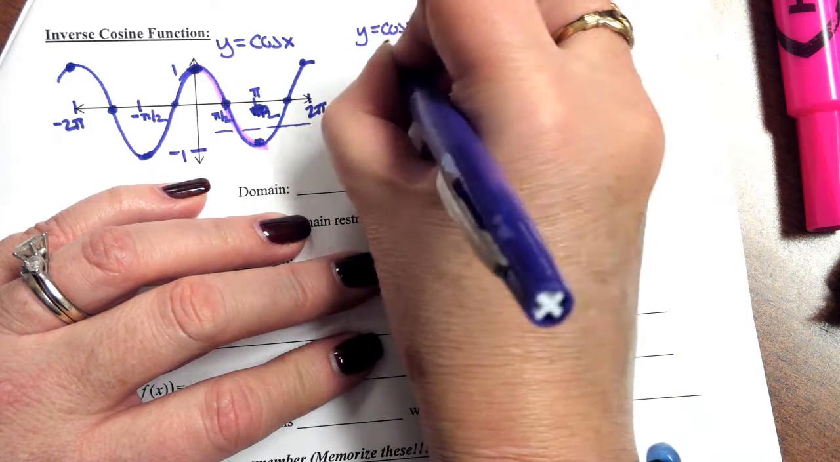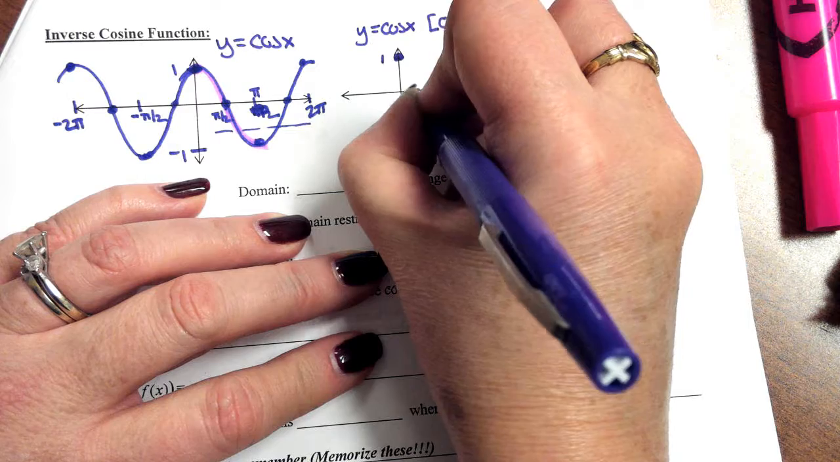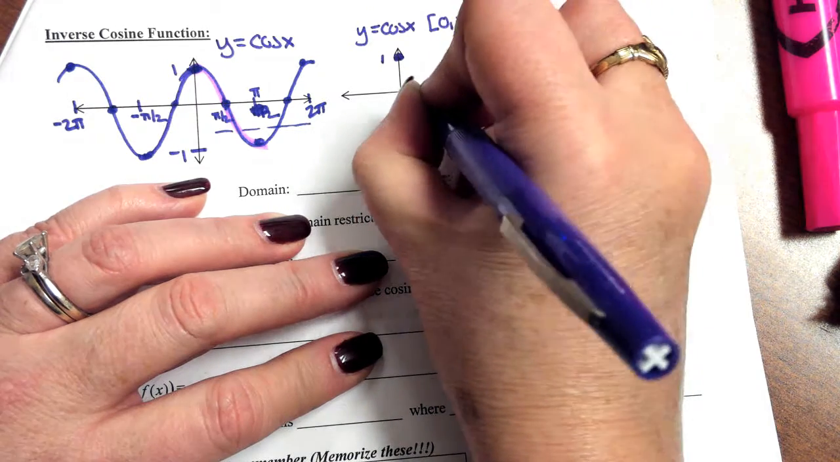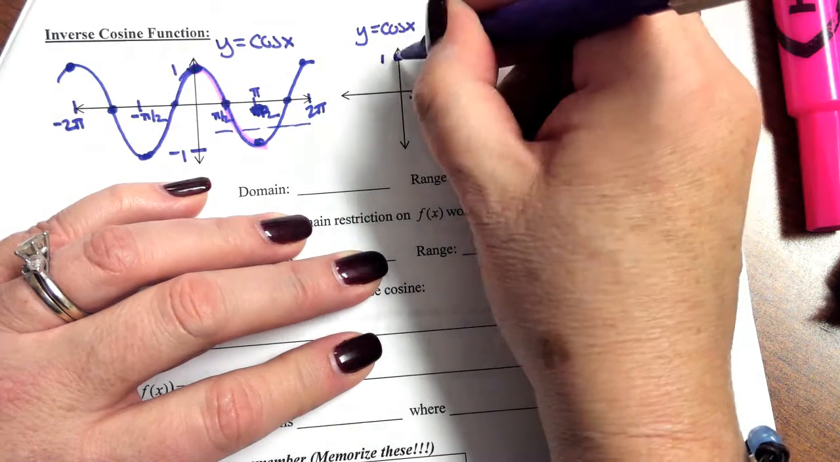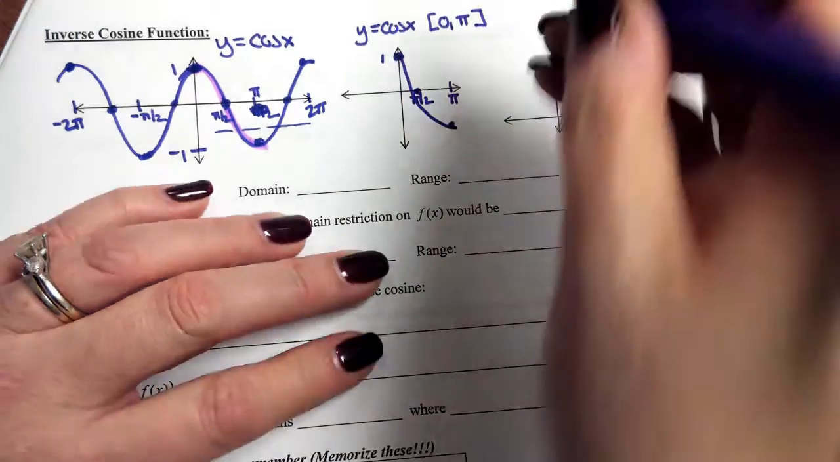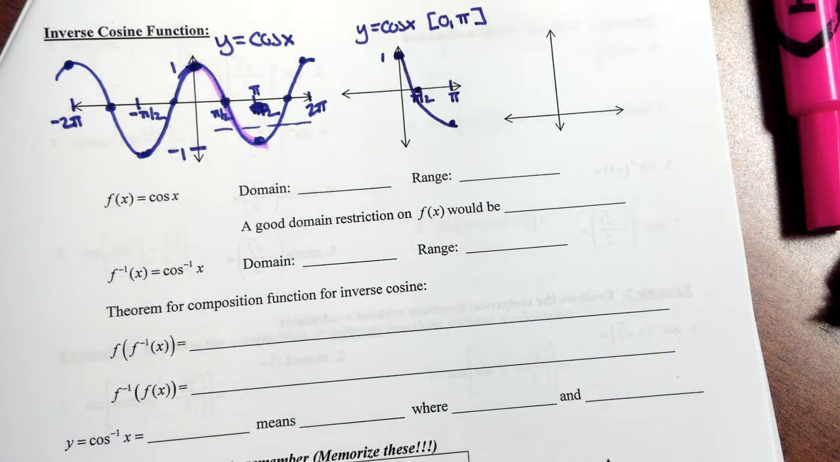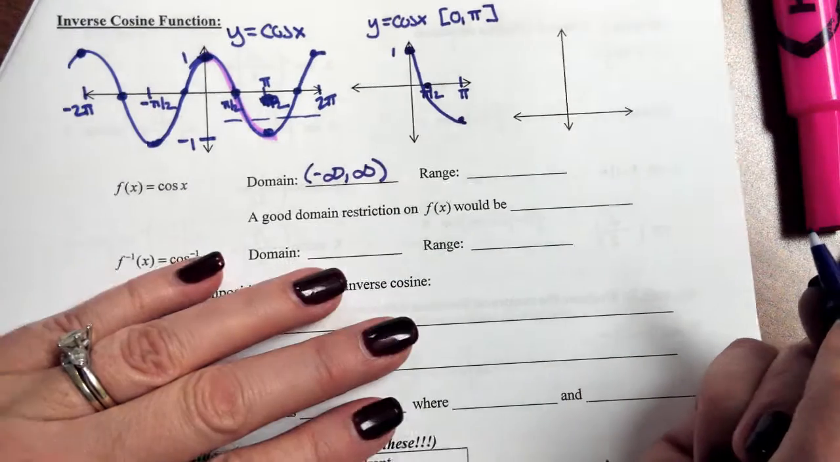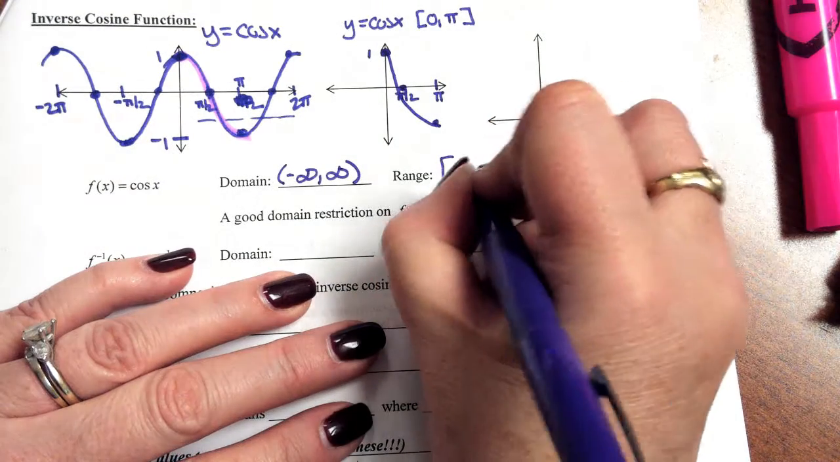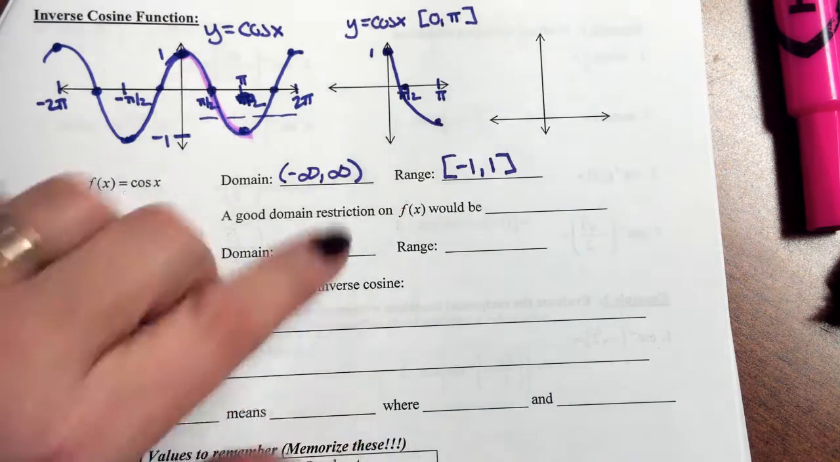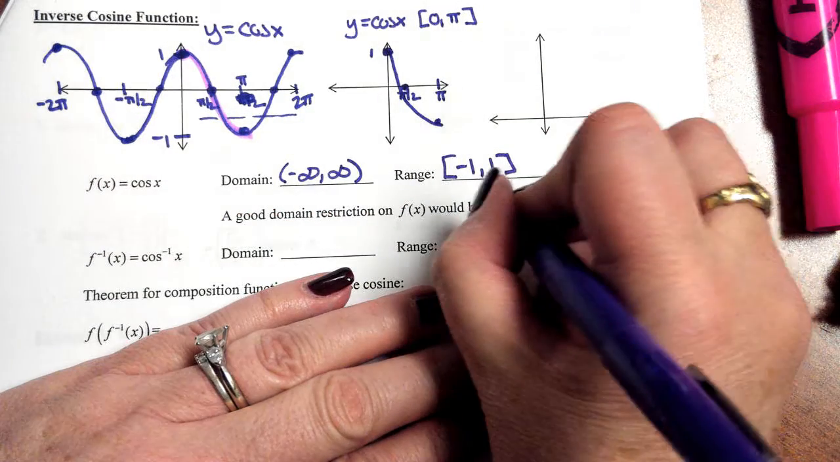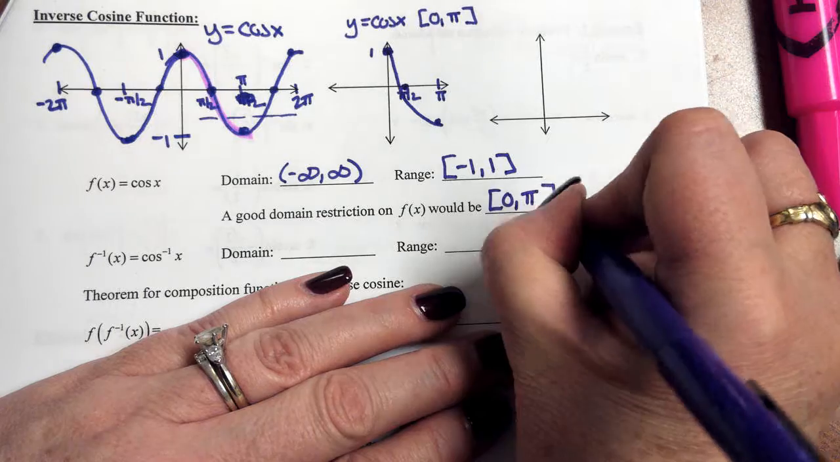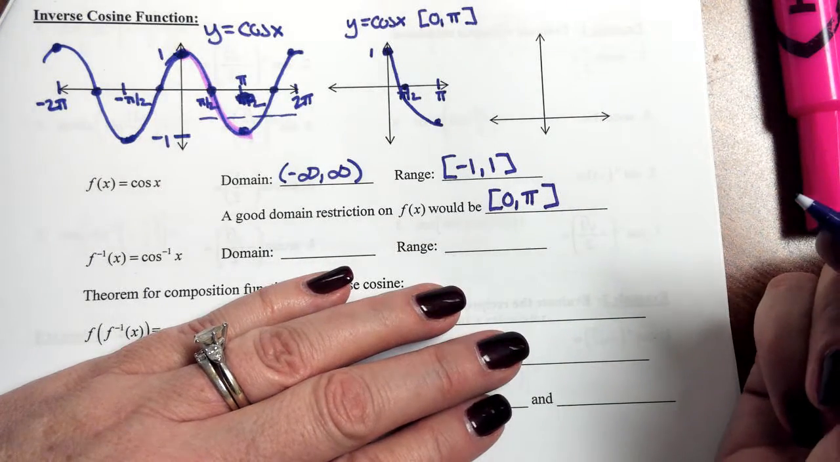So here's 0, 1. There's your pi/2, 0. There's your pi. So there's the cosine of x. Remember, cosine of x has a domain of all real numbers. The range goes from -1 to 1. So to force it to be a 1-to-1 function, we use that restriction from 0 to pi.